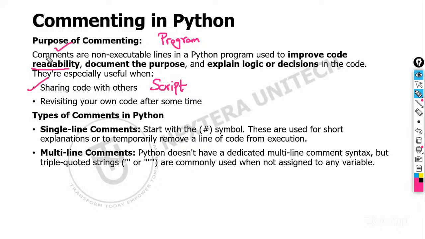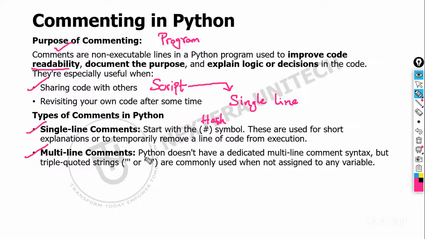Okay. So these are the benefits of commenting. And in Python, there are 2 types of commenting, friends. One is single line commenting and the second one is multi-line commenting. What is single line commenting and what is multi-line commenting? Whenever you want to comment only a single line as part of your script, then we use a symbol called hash. Hash symbol is used to comment this single line. This is called single line comments.